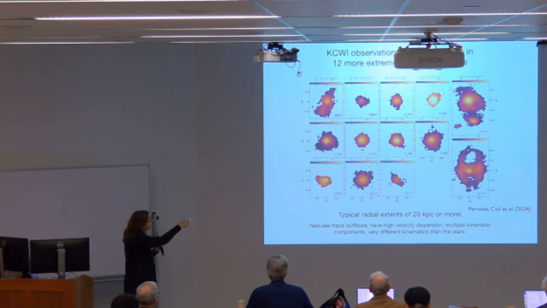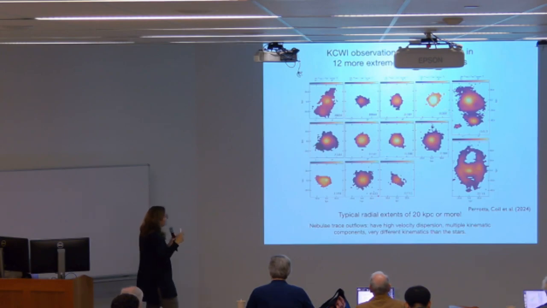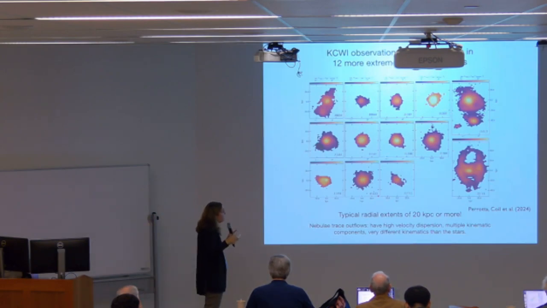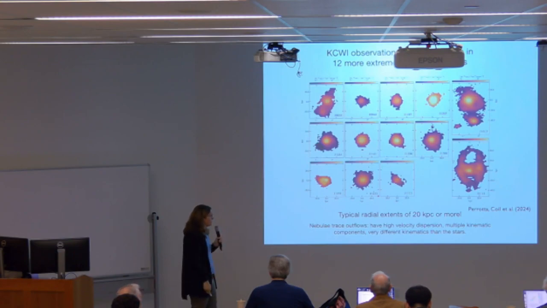So we have 12 more galaxies with KCWI from this same parent sample. So here's Makani down here. These are all on the same scale. The tick mark is 20 kiloparsecs. So there's a handful that are also very extended, same as Makani. And then there's some that are more compact and round, but they're not really compact. They have radii of 20 kiloparsecs.